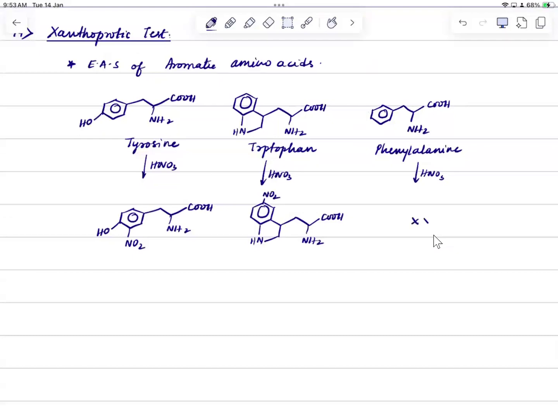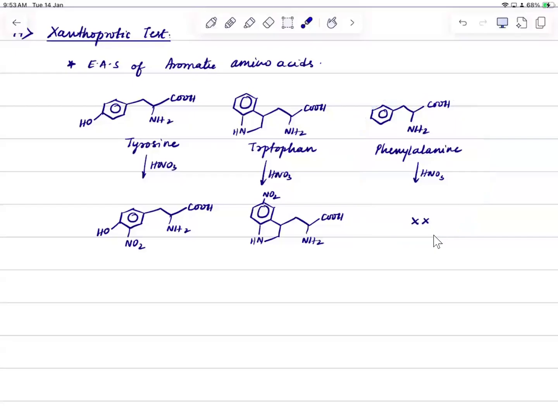But here, unfortunately, the ring is not sufficiently activated for this reaction. Okay. So with phenylalanine, you will see a very mild reaction, correct? But with these two, you will get a strong reaction. And most of the time, they will avoid giving phenylalanine as the option.